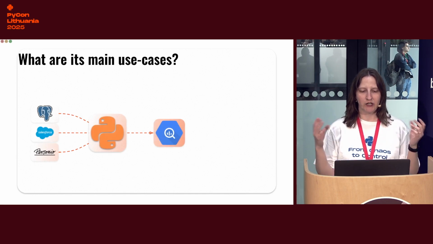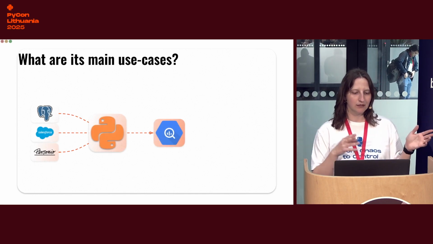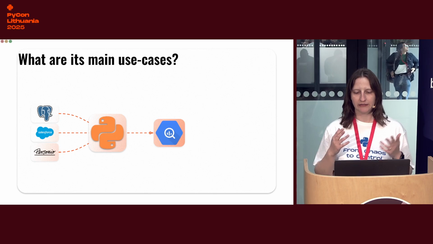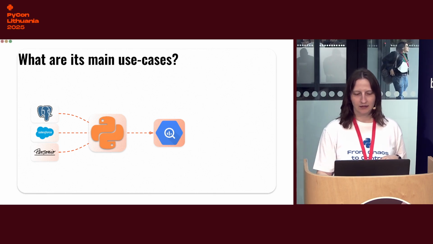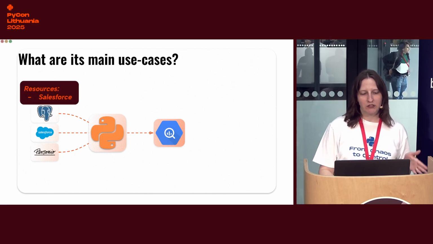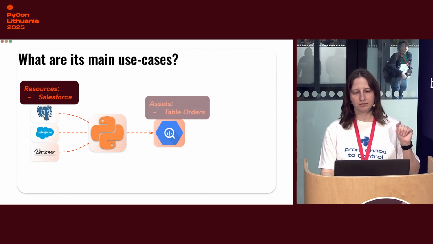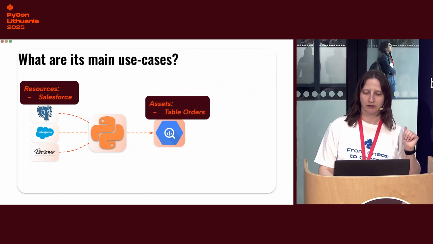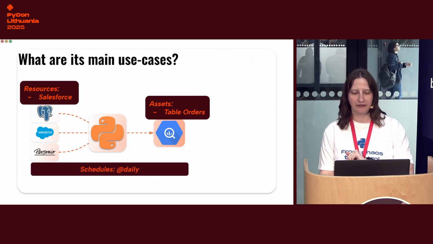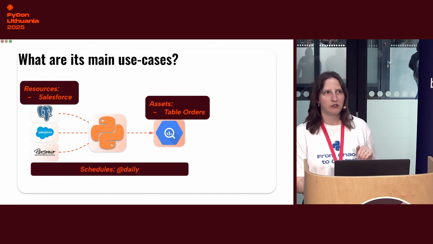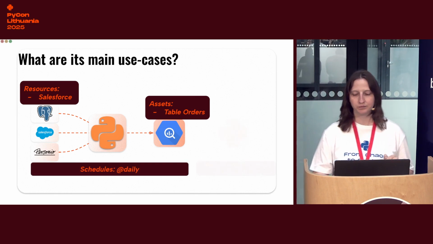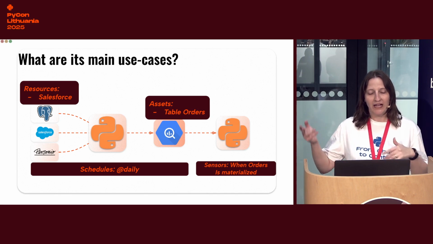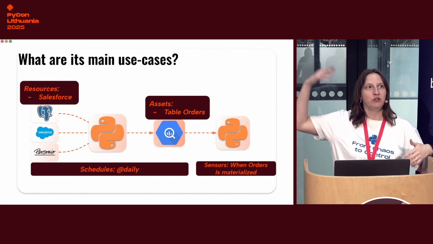In the same structure that we had before, right? So we have the sources, we have Python in the middle doing a lot of stuff, and then we have BigQuery in the end. I can say that my resources are, for example, Salesforce. My assets are table orders that is coming from Salesforce. It's stored in Mercury. But this table, I only want to be updated daily, for example. But then when this table updates, I want something to happen.